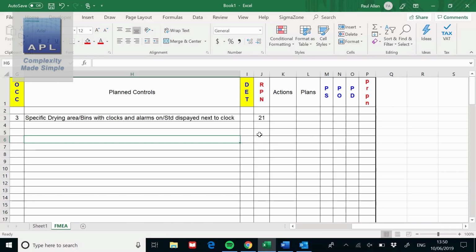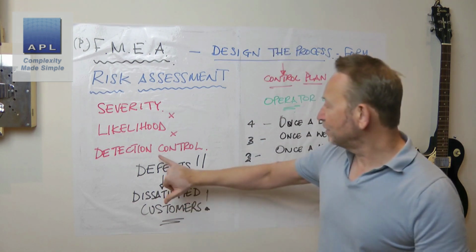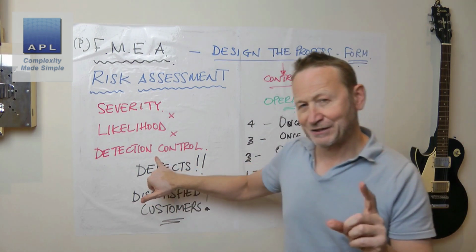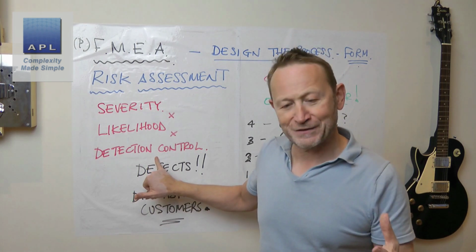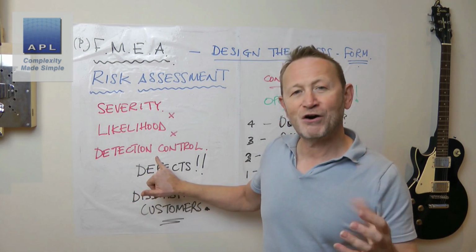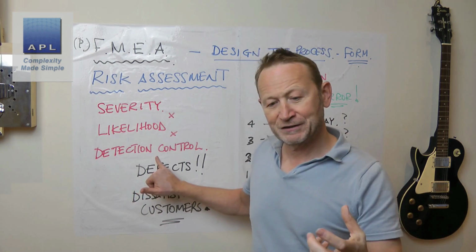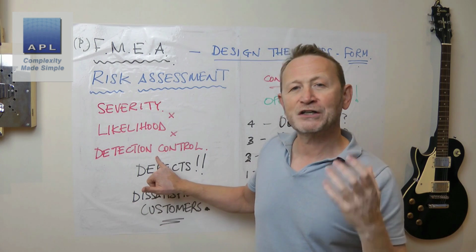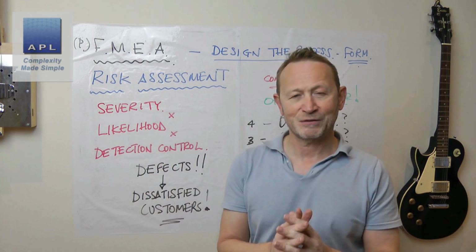Okay, so there's my control mechanism. Then you've got to ask the question, okay, how likely are we to, it says detect. Now, we don't really want to detect the problem, we want to prevent the problem. How likely are we? And that's why the new standard, which is about error proofing, okay?